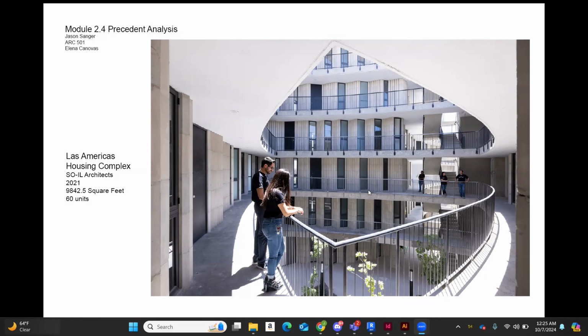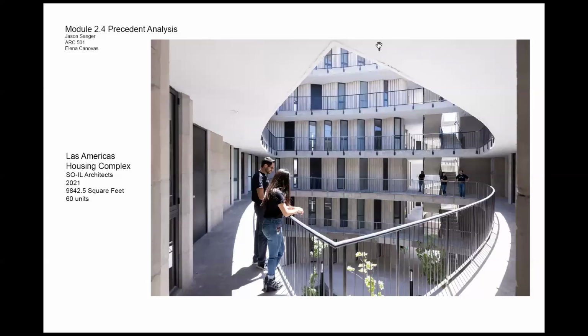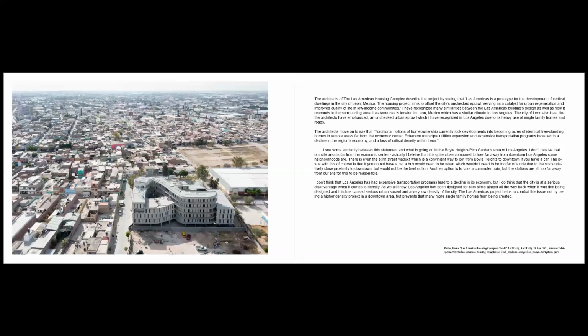So the building that I chose for this precedent is called Las Americas Housing Complex. It is in Leon, Mexico. It is designed by Soil Architects. It was built in 2021, and it has 60 housing units.